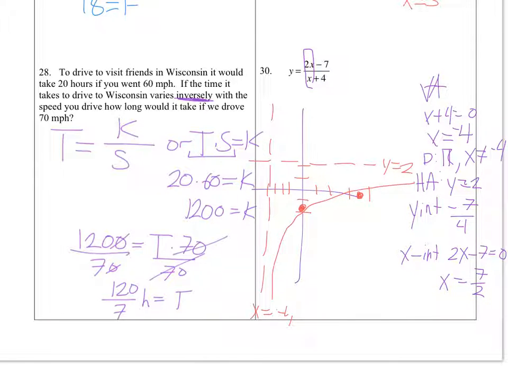I'd like to plug in a point that's less than -4, just to make sure that that's where I think it is. So we get 2 times -5 minus 7 over -5 plus 4. 2 times -5 is -10, so it's going to be -17 over -1. And between those two, we got somewhere way up here, which definitely would give us the part of the hyperbola we need.